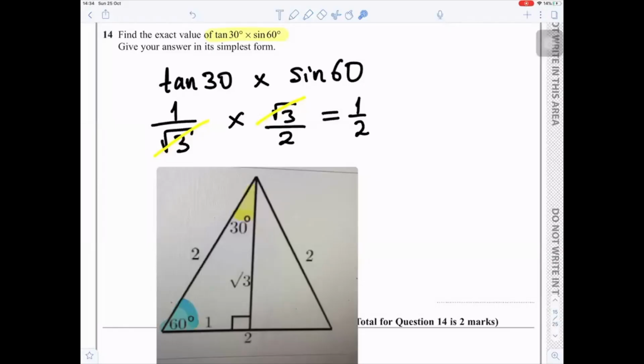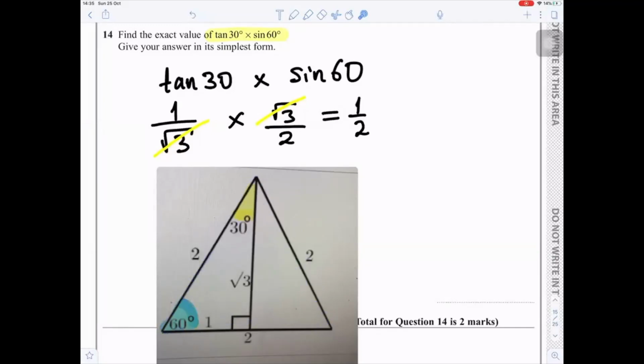Question number 14. Find the exact value of tan 30 degrees times sine 60 degrees. Give your answer in its simplest form. The important thing here is exact value. So you need to memorize how to get the values for tan 30 degrees and how to find out the value for sine 60 degrees. One of the common ways is to use a triangle.